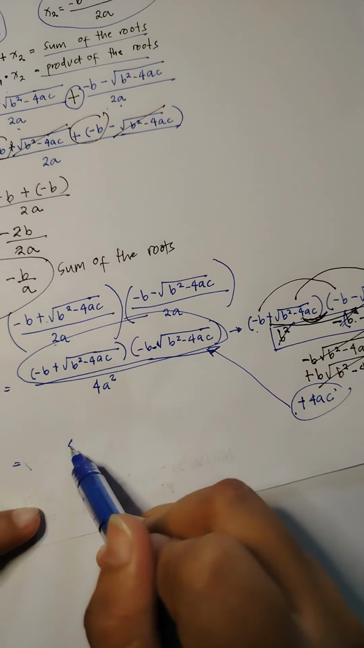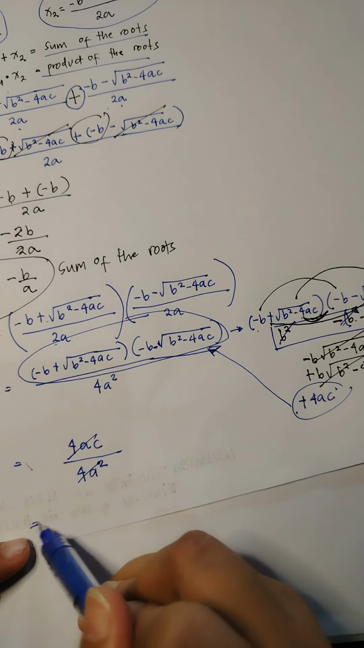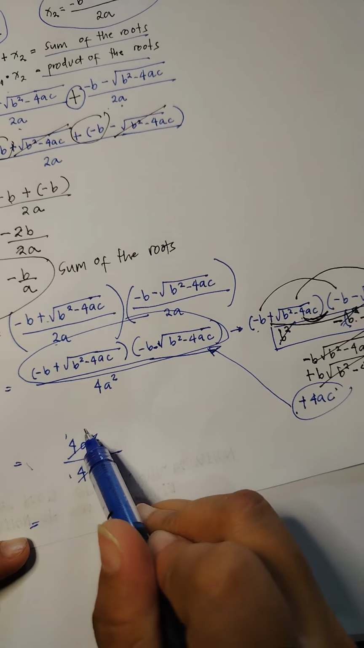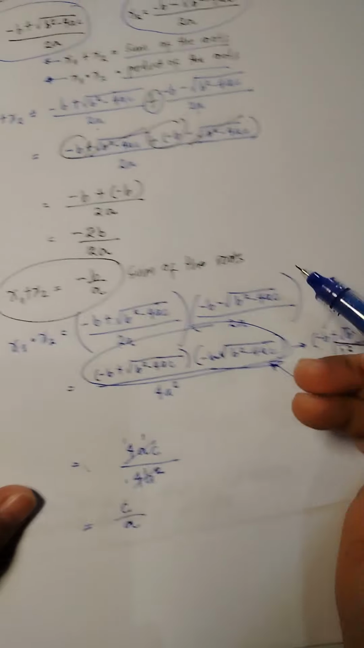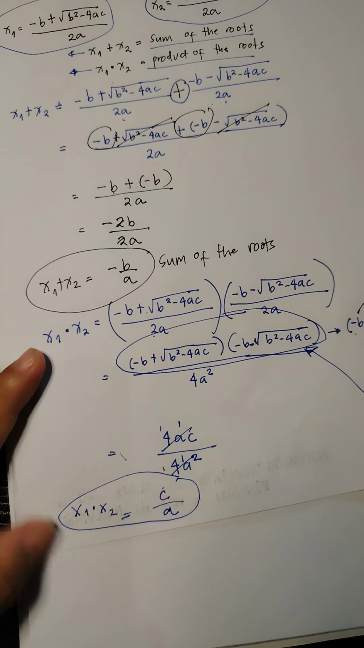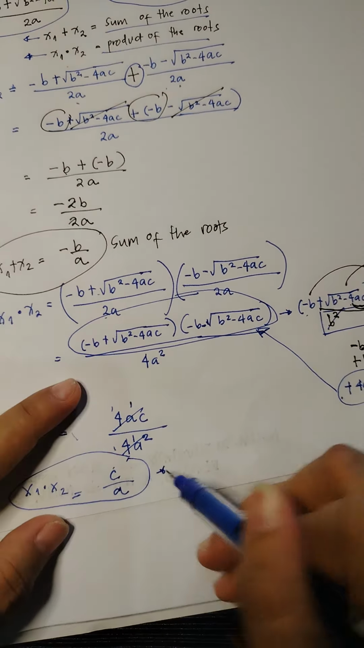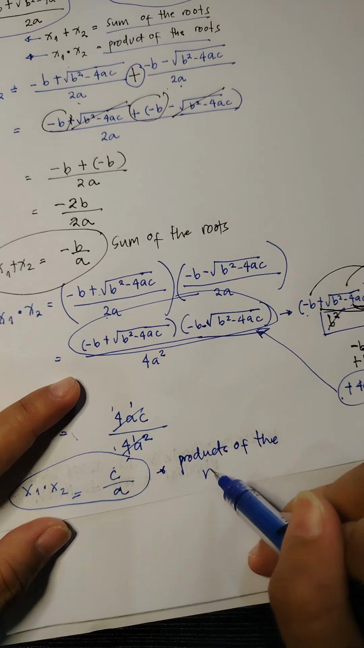So divide by 4a squared, this is already your numerator here. Okay, so we have 4ac over 4a squared. So cancel this one, this is already 1, 1, 1, 1. So the remaining is c over a. So we have already x1 times x2 is equal to c over a. So that is the product of the roots.